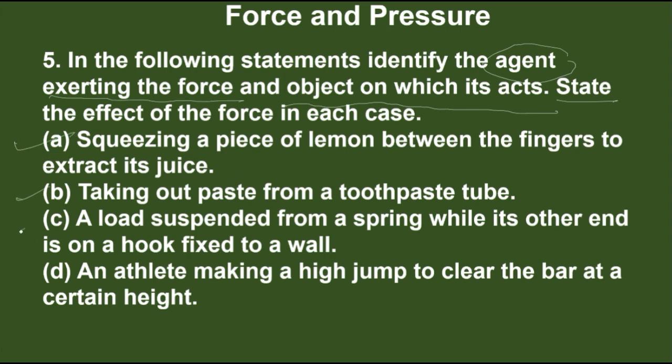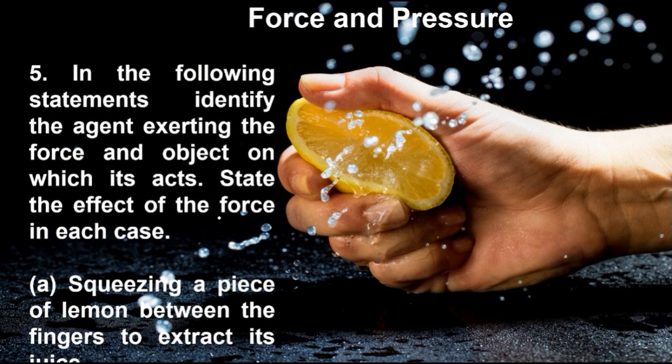The first one is squeezing of lemon. So we'll take one by one all these things. The four situations are given. The first situation, here we go, squeezing of lemon. And what happens when we squeeze the lemon? The juice comes out. Lemon juice, right? Now who is applying a force? A person? It is better to say fingers.